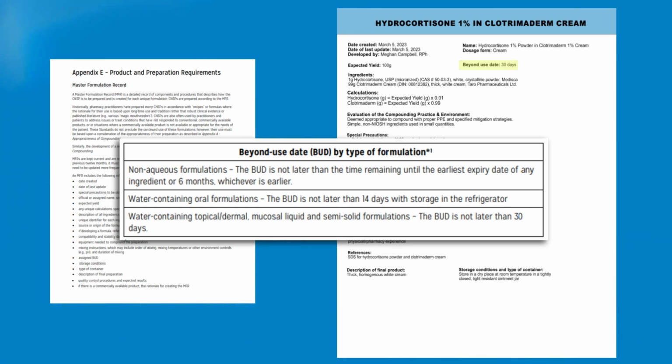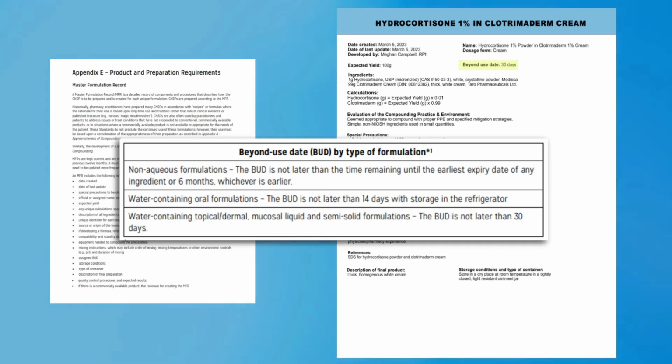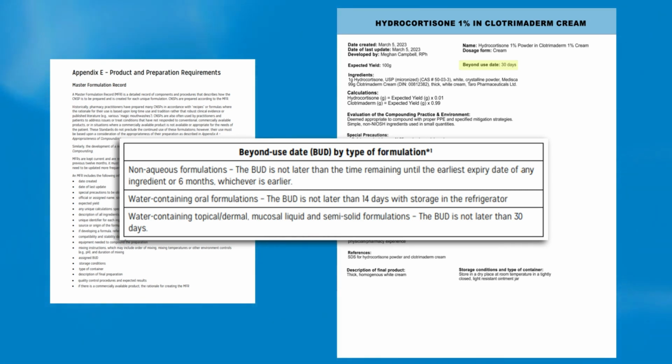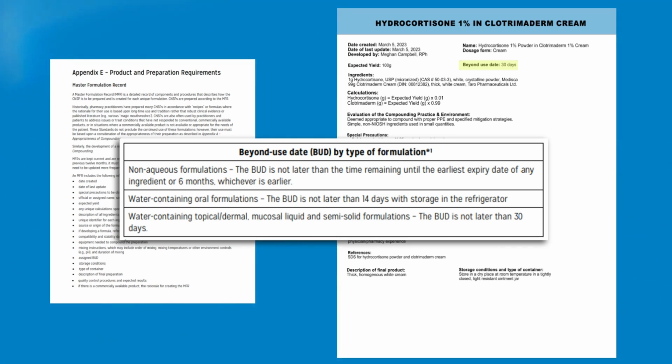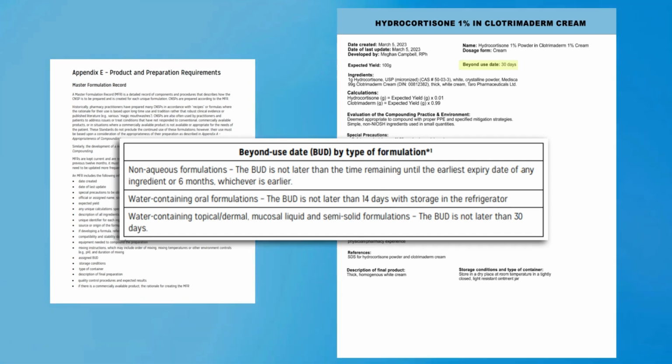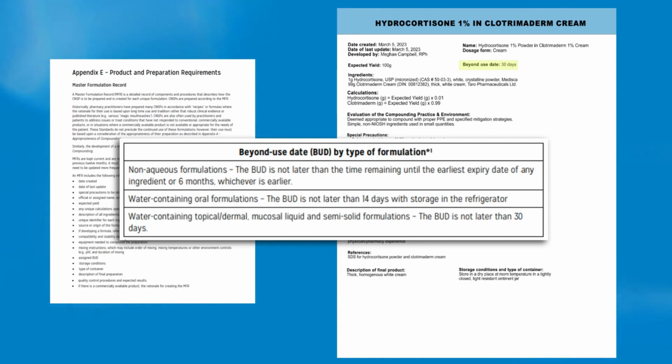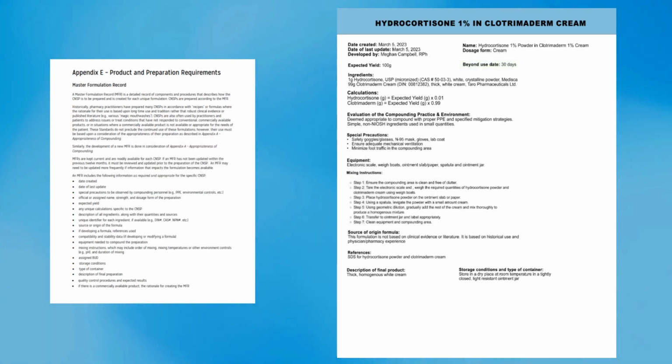It is important to consider if there is any reason why the dating listed in this table would not be appropriate for the product you are compounding. An example of this would be if one of the ingredients had an expiration date less than the beyond use date recommended by the USP table. Other examples of compounds that may require a shorter beyond use date are included in Appendix E of the standards.